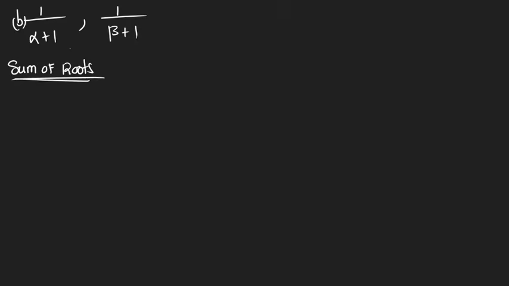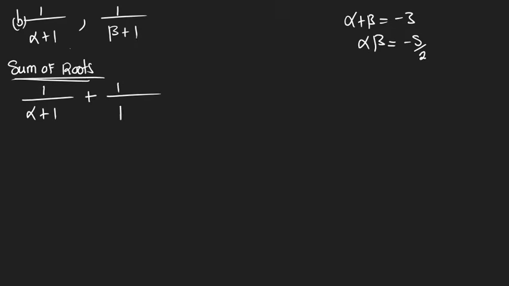By the way, we already know that alpha plus beta was given as negative 3, and alpha beta, which is the product, was given as negative 5 over 2. So let's find their sum. It's going to be 1 over alpha plus 1 over beta plus 1. Then we find their sum. We find their common denominator. It's going to be alpha plus 1, then this side is going to be beta plus 1.